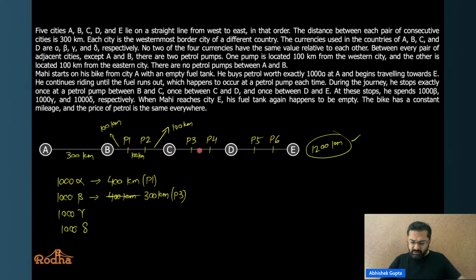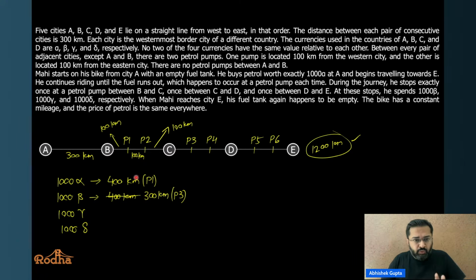The last part, what I'm saying is, देखो छोटा सा लॉजिक है, अगर पूरा देखोगे, the only thing that you need to understand is that since he spent 1000 everywhere, but since the currencies carry different values, the distances traveled by him by this fuel, this fuel, this fuel and this fuel, they all have to be different, but they all have to add up to 1200 क्योंकि यहाँ से उसको यहाँ तक जाना है. Right, he has to start from A and he has to go till E.